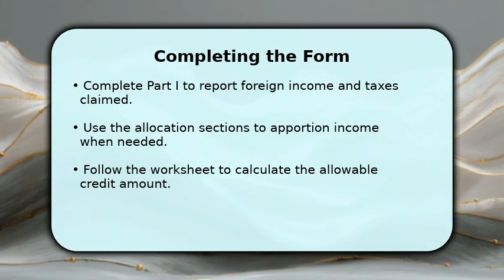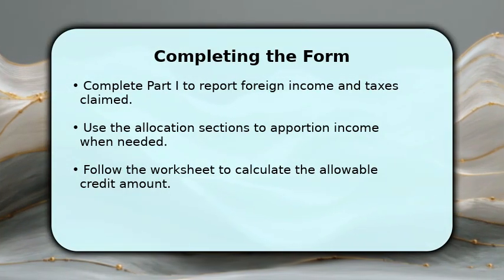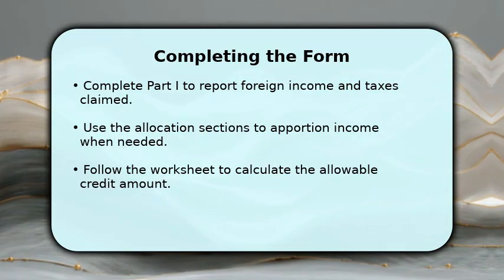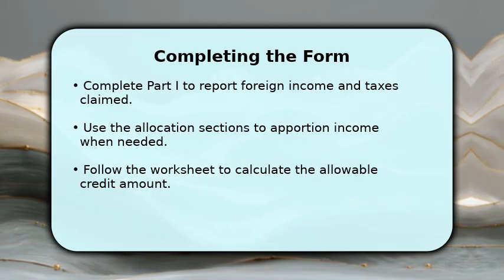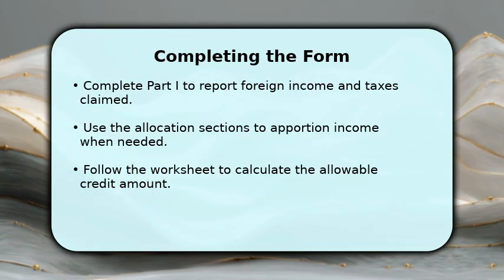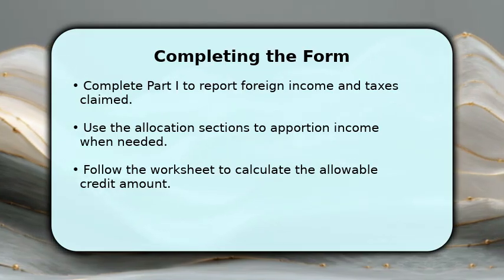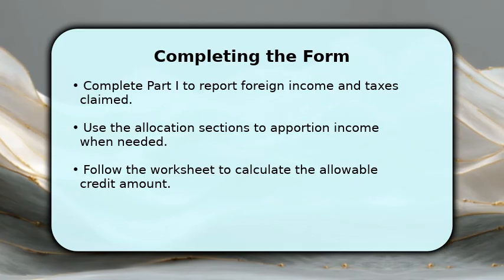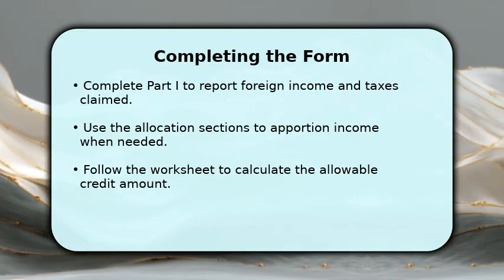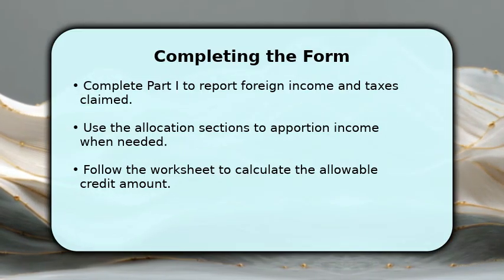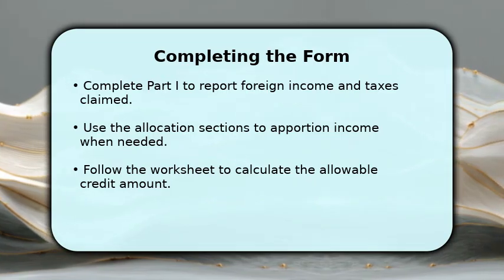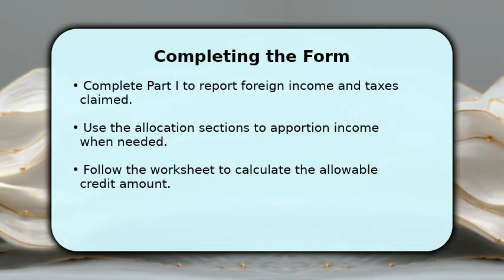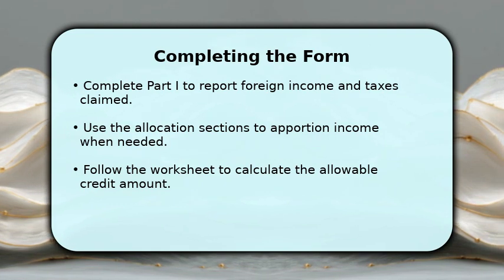Begin filling out Part I to report foreign source income and foreign taxes paid, making sure all amounts match your supporting documents. Allocate income by category when you have multiple types and apply proper currency conversion rates consistently. Move through Part II and subsequent parts to compute limits and the allowable credit, double-check arithmetic, and reconcile totals with your summary worksheet before transferring the final credit to Form 1040.